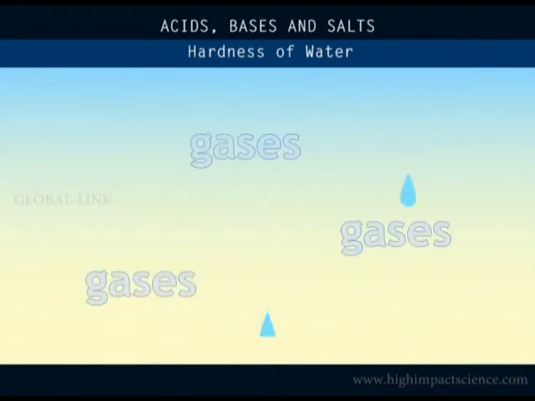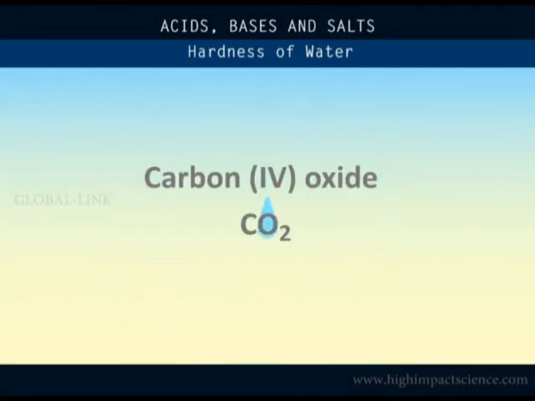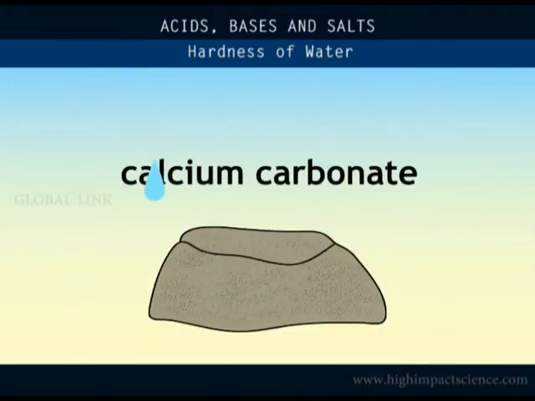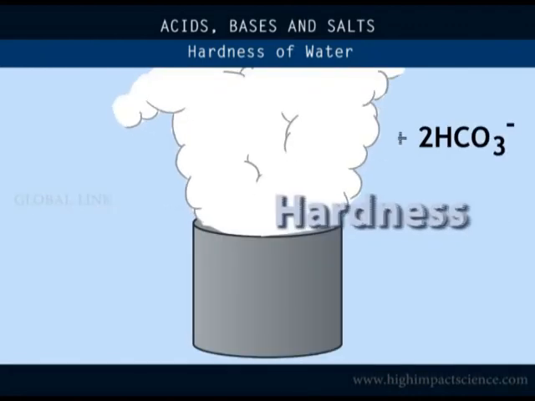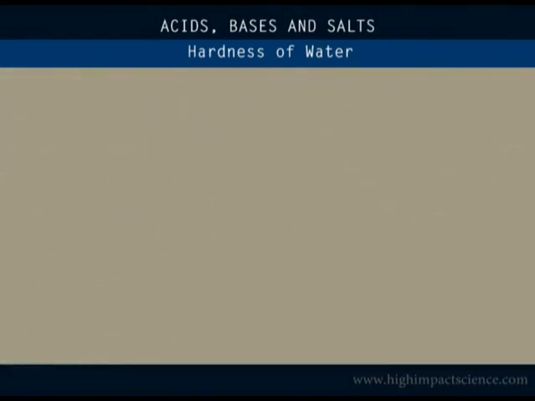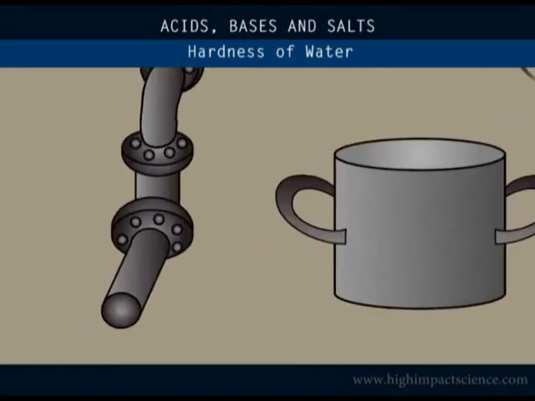However, gases from the air can dissolve in rainwater. One of these is carbon dioxide. When rainwater falls on limestone, that is calcium carbonate, the limestone dissolves slowly, forming soluble calcium hydrogen carbonate. This form of hardness is called temporary hardness because boiling reverses the process and the hardness is removed. But the limestone will deposit in pipes and utensils, forming something called a limescale.